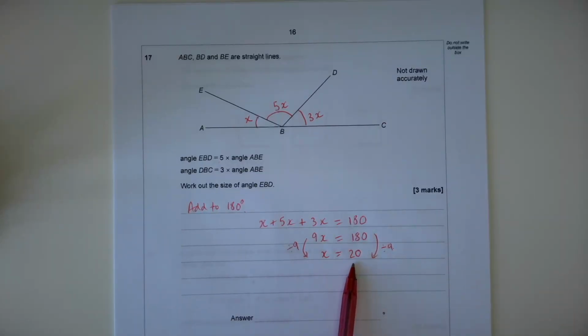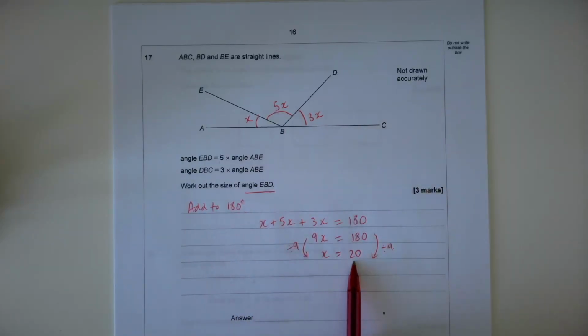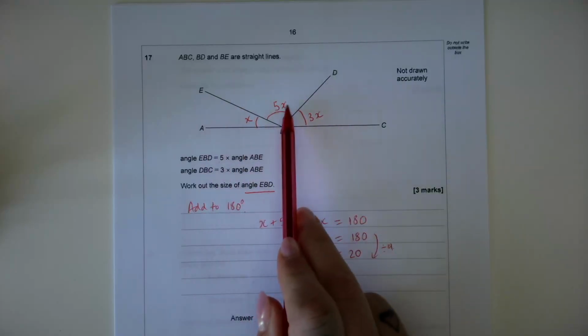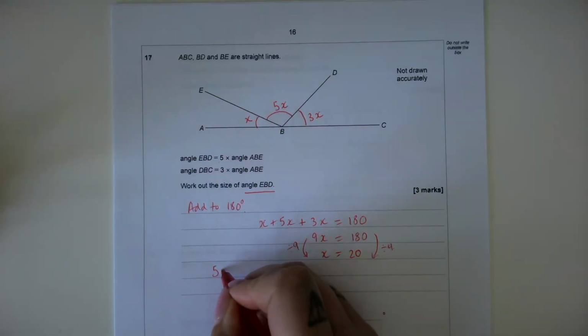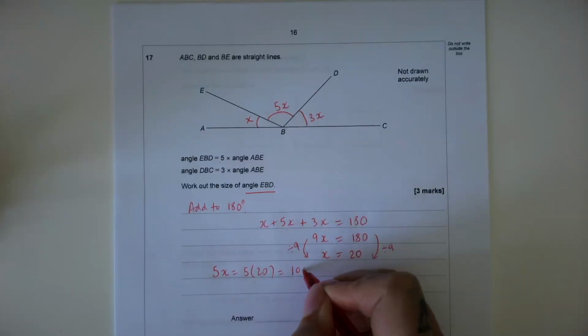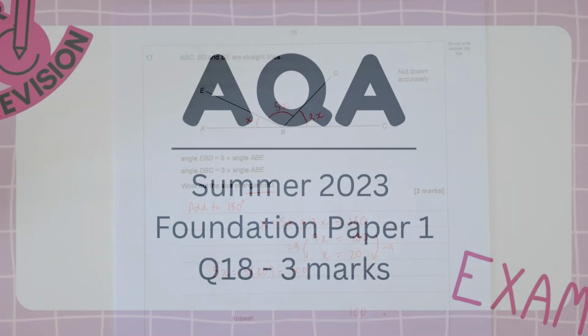Now, we haven't finished. They want the size of angle EBD. We know X is 20, so we need to find out the value of EBD. Well, if X is 20, 5X is 5 times 20, which is 100. So angle EBD is 100 degrees.